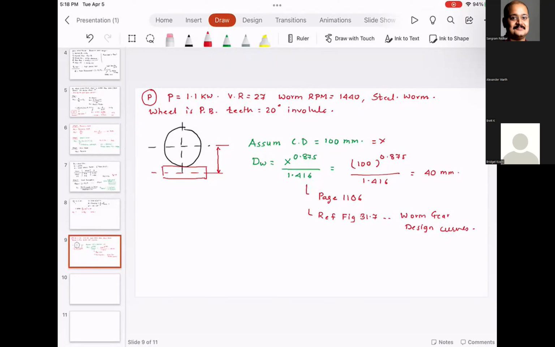Now, once we know the diameter of the worm, half of the battle is done. So this distance is going to be 40 divided by 2. This distance is 100. So what that means is the radius of the wheel is going to be 80 millimeter. That means the diameter of the wheel is equal to 160 millimeter.